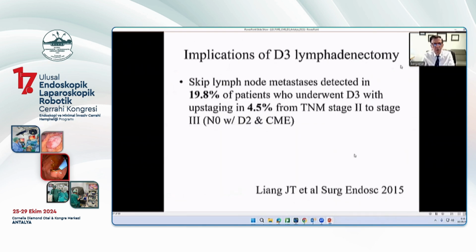Probably this is the most important slide. This author, I don't remember from which Asian country, published results showing that you can have skip lymph node metastasis in almost 20% of the patients who undergo D3. So that can result in upstaging cases from stage 2 to stage 3. And again, with the consequences that I mentioned earlier, which is, are you going to give chemotherapy or not?